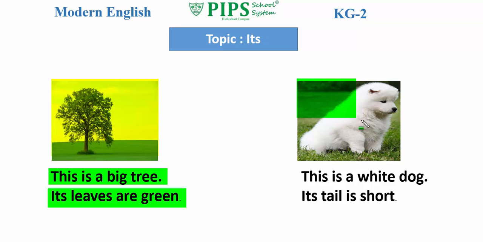Last picture is here. It is a dog. Read the sentence with me. This is a white dog. Its tail is short.